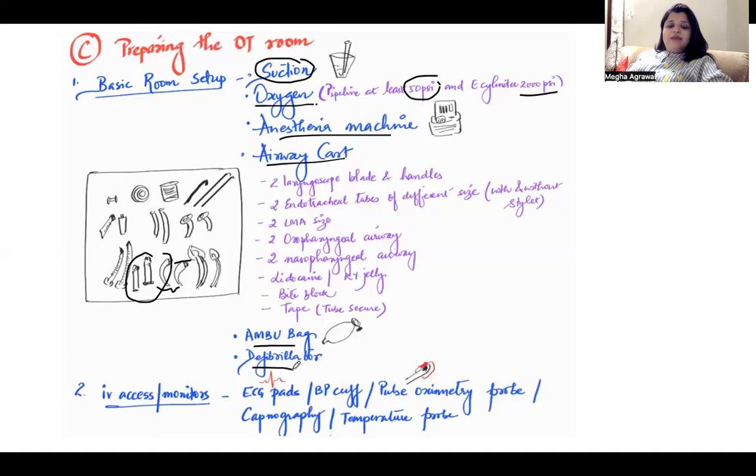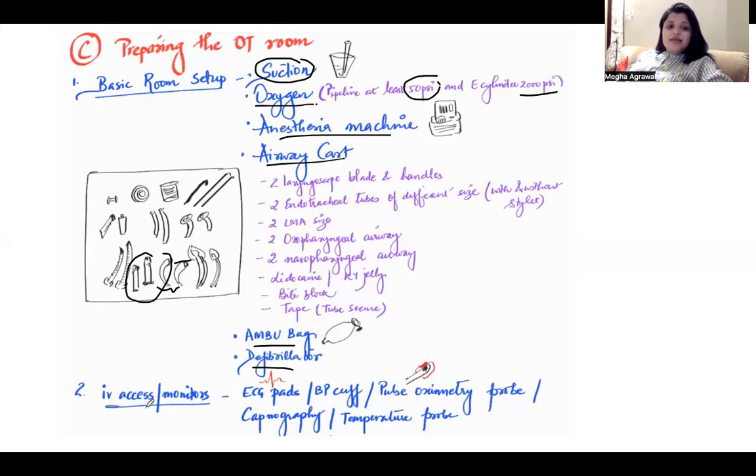And the defibrillator: every day when you go to the operation theaters, always charge the defibrillator and see that it is able to deliver the set current, because there may be certain arrhythmias in which only the defibrillator works and nothing else. So preparing the operating room is very, very, very important, and it is solely the responsibility of the first year PGs. That's why it's a lot of pressure and a lot of responsibility.